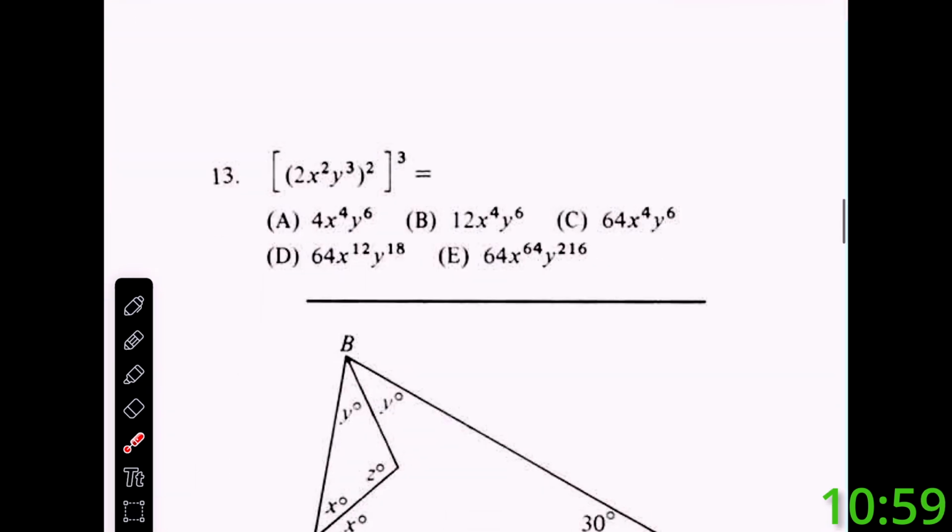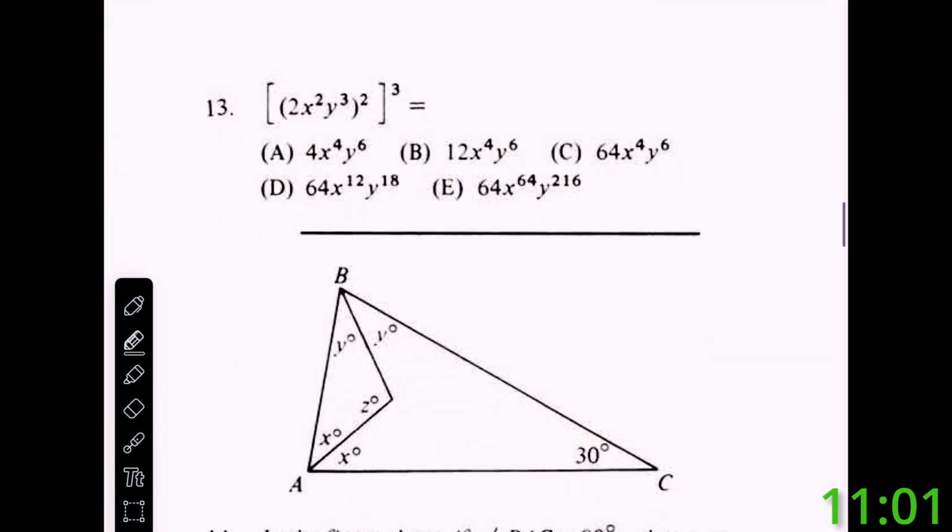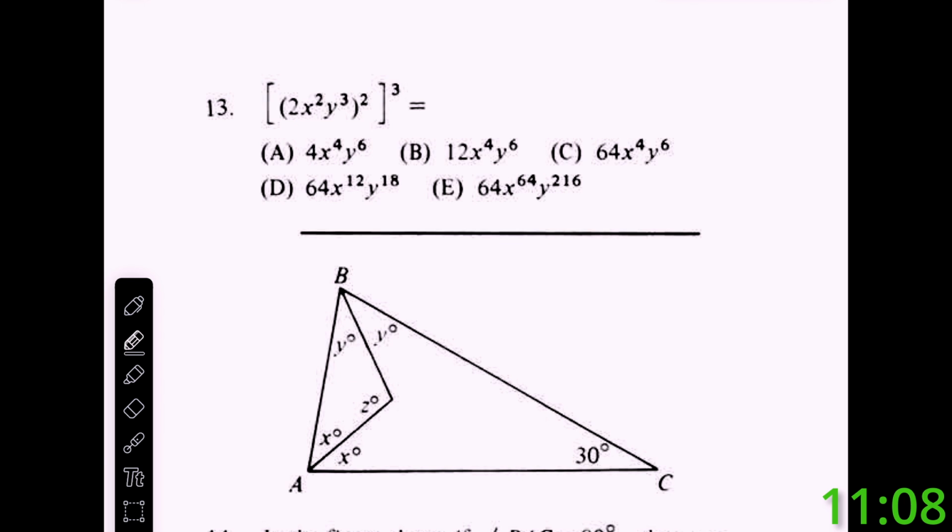Number 13. All right, so this is just exercising your knowledge of laws of exponents, right? You've got something squared, you've got this thing squared, and then that whole thing to the third power. So you can attack this in several ways. I'm going to work from the outside. I'm going to cube everything, and I'll get 2x squared y cubed to the 6th, because I multiply those together.